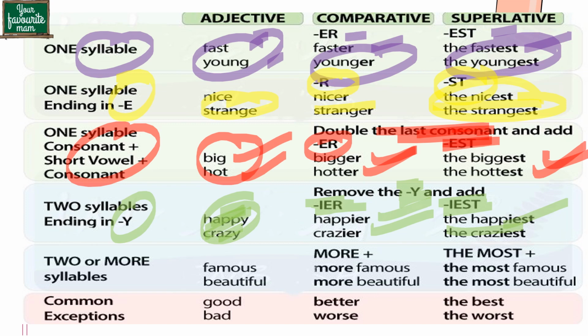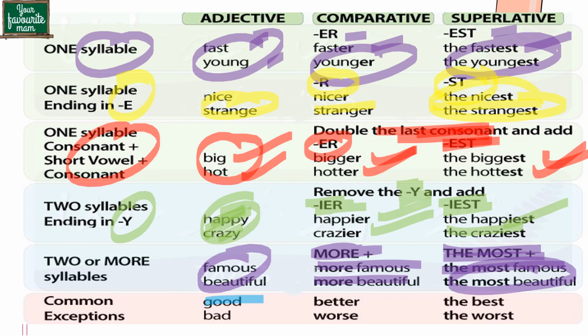Now, words of two or more syllables like famous or beautiful, for comparative, we add more in front of them, and for superlative, we add the most. Like famous becomes more famous or the most famous, and beautiful becomes more beautiful or the most beautiful. Again, there are some common exceptions like good, better, best, bad, worse, and worst. And these exceptions should be remembered.